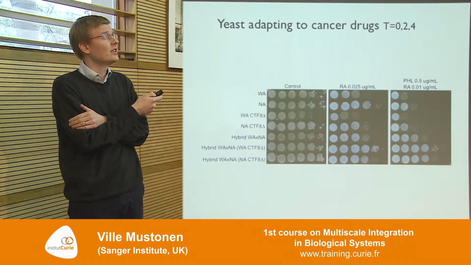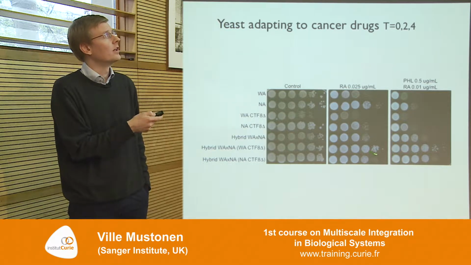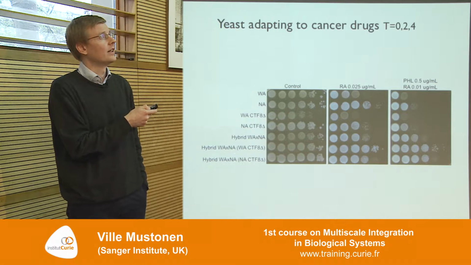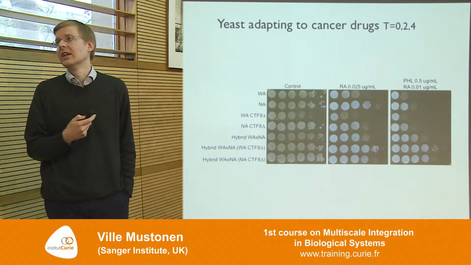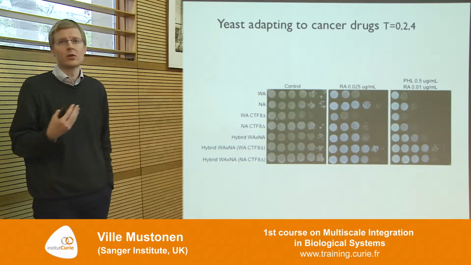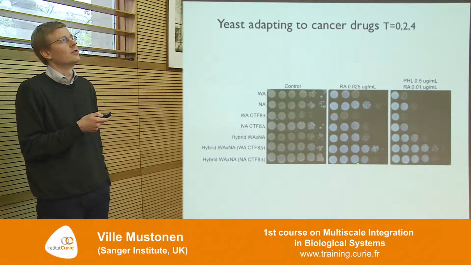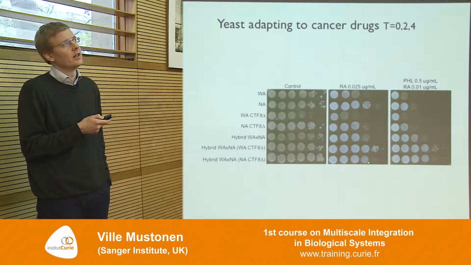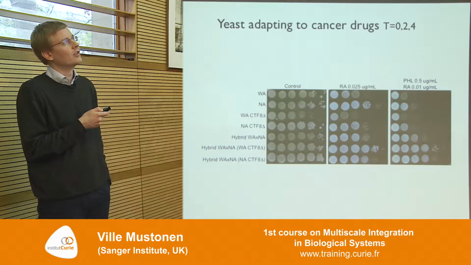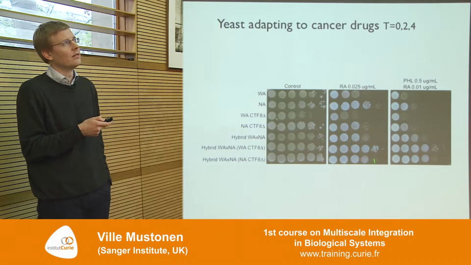There is a CTF8 gene. When it's deleted, it is showing in hybrid West Africa, North America, strong growth under rapamycin. So this is a so-called dilution assay. So you have tenfold dilutions of the cells, and you see just how far they grow. So this is semi-quantitative. We are now doing quantitative phenotyping related to this study. But here you can see that in this combination, the CTF8 gives you resistance. It grows then further than in the other combinations.